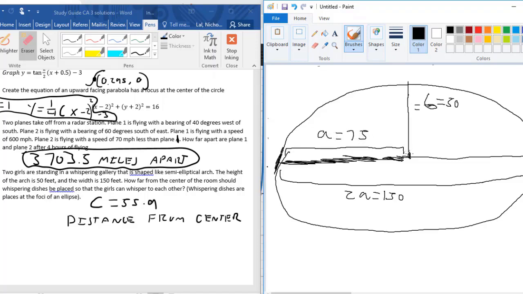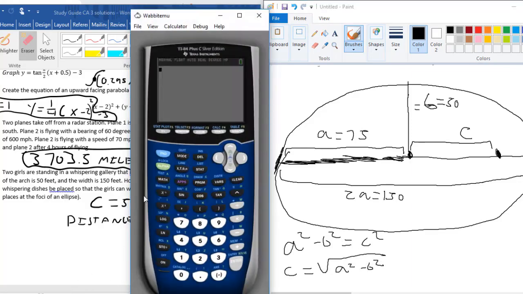And the distance from the center to a whispering dish, if a whispering dish is at the foci, then that's equal to C. So now we just need to find C. We need to find the focal length. So that's just going to be, for an ellipse, A squared minus B squared equals C squared, which means C is equal to the square root of A squared minus B squared.